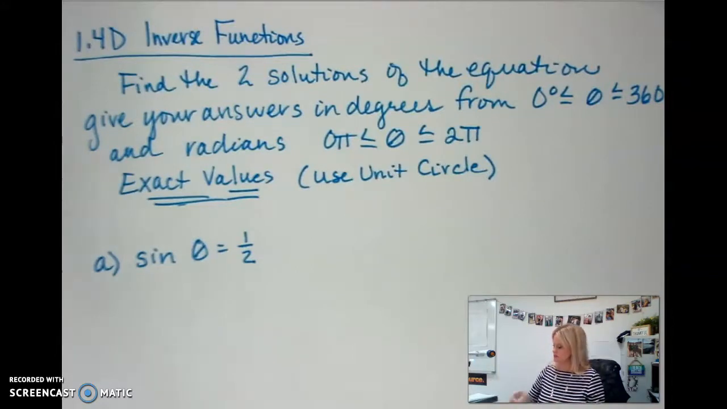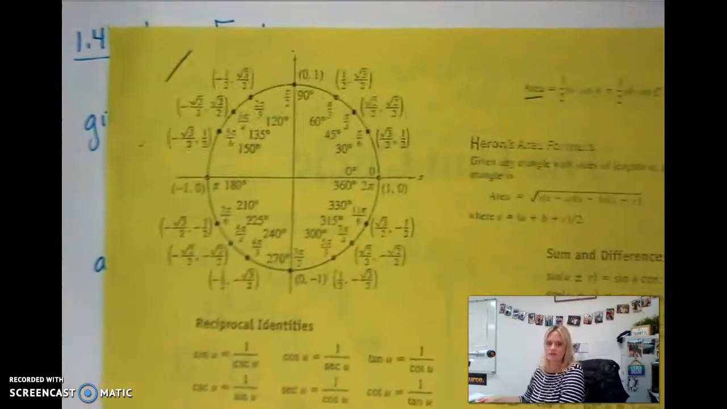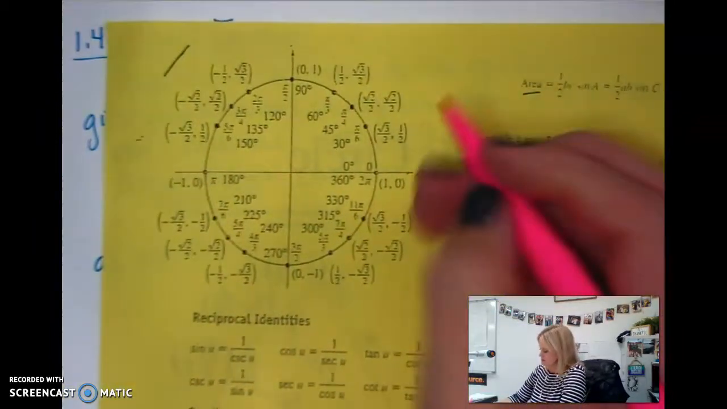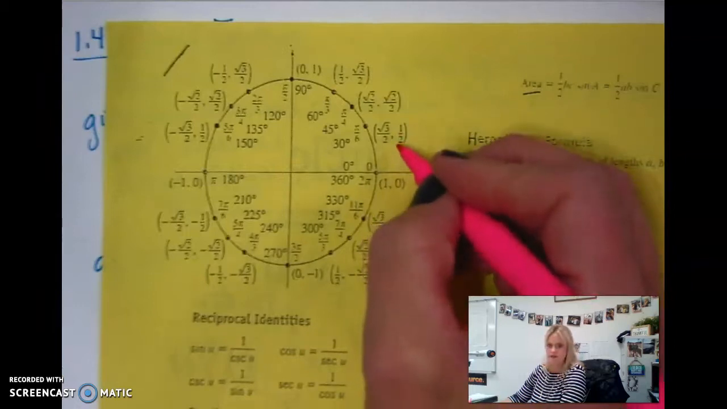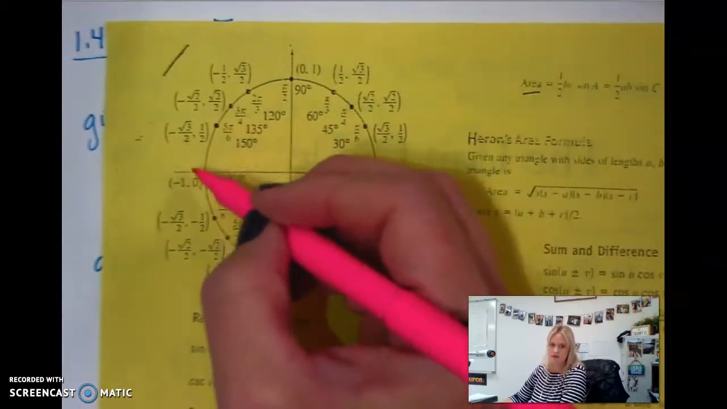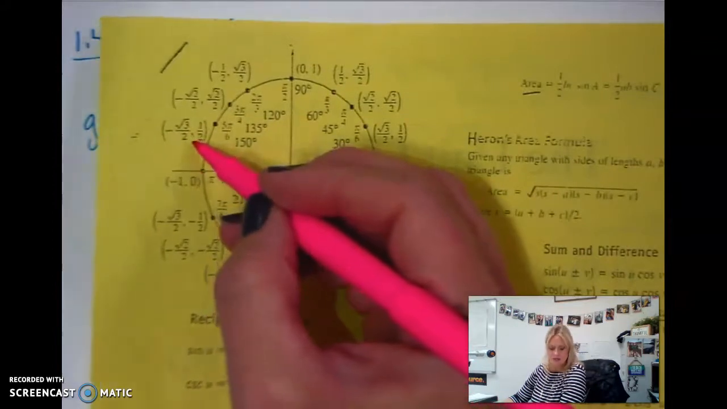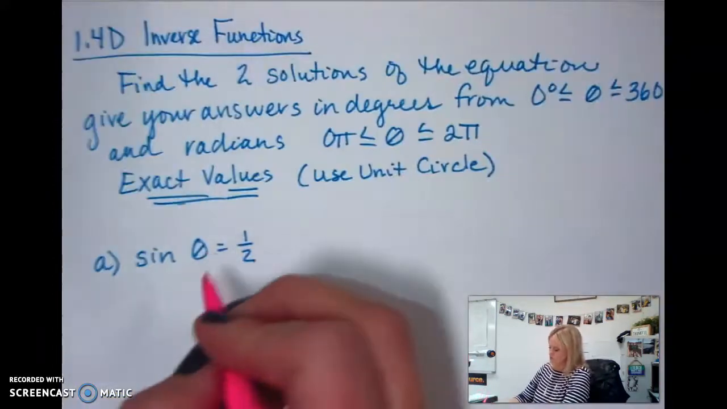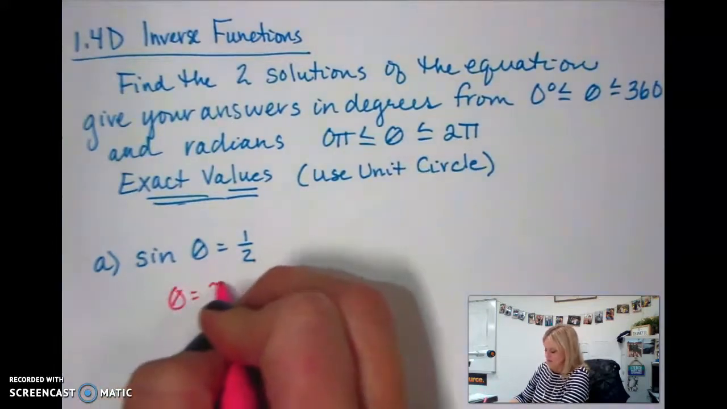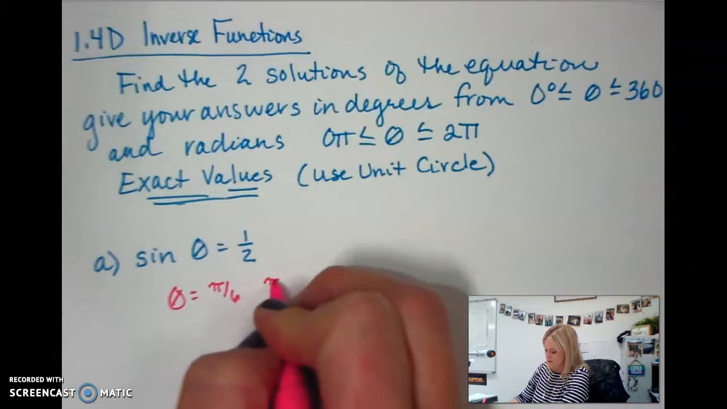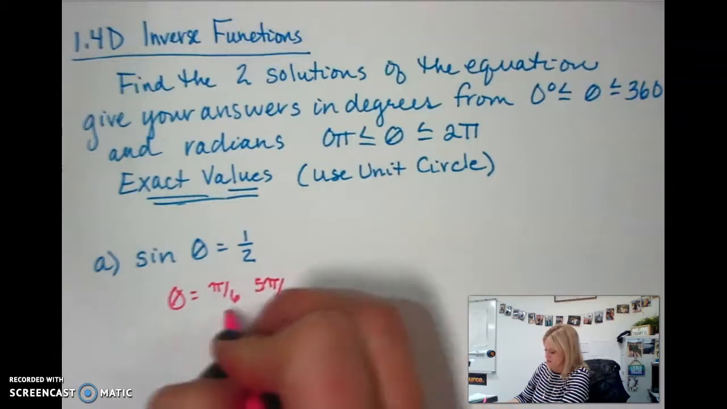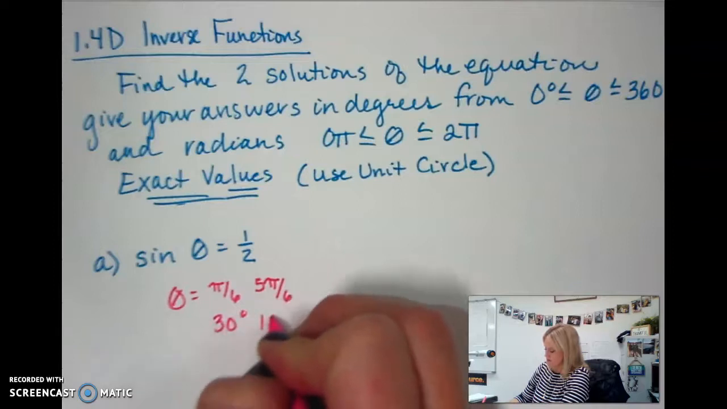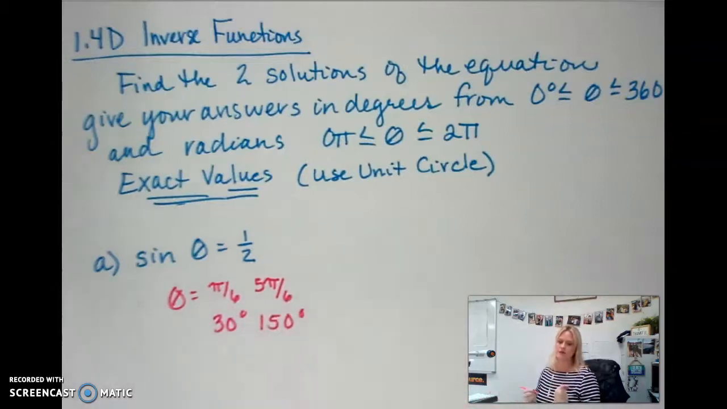So if we start with the sine of theta equaling 1/2, if you use your unit circle, remember sine is your y value, and sine is 1/2 right here at 30 degrees, but it is also 1/2 over here at 150 degrees. So our answer would be that theta could be pi over 6 or 5 pi over 6, which is the same as 30 degrees and 150 degrees. So we are working backwards, trying to find the solutions today.